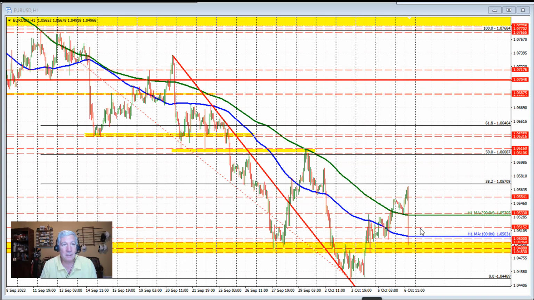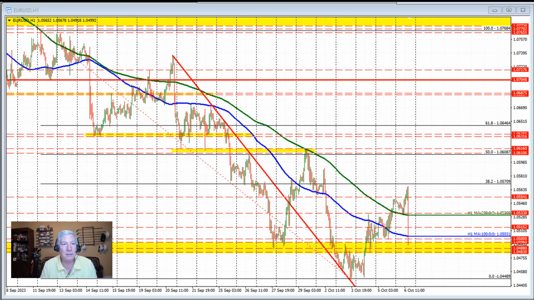Taking a look at the euro versus U.S. dollar, this is the hourly chart. We're just falling below the 100-hour moving average. That's the blue line in this chart at 1.0503. Staying below that level keeps the bears more in control. We are testing this swing area between 1.0483 up to 1.0496. A move below that level opens the door for a move toward our low price for the week at 1.0489.